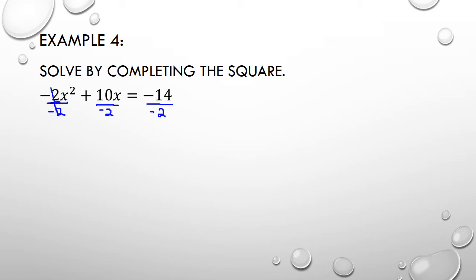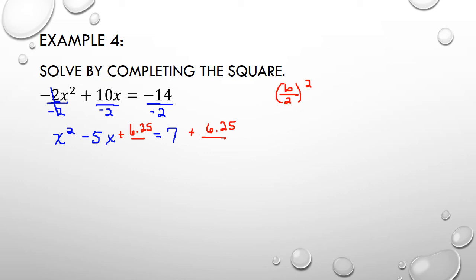So these are going to cancel out. We're left with x squared minus 5x equals 7. And then I'm going to go ahead and put that plus value over here and the plus value over here. So now take that b value, divide it by 2, and square it. So 5 divided by 2 gives us 2.5. Square it, that gives us 6.25. So we're going to add 6.25 over here and add 6.25 over here.